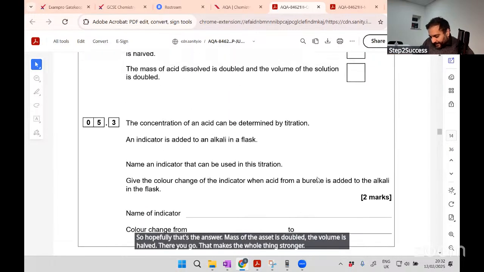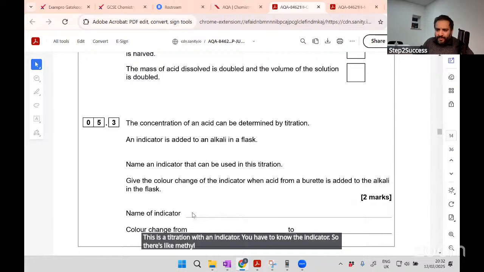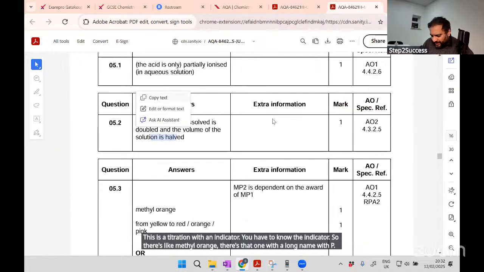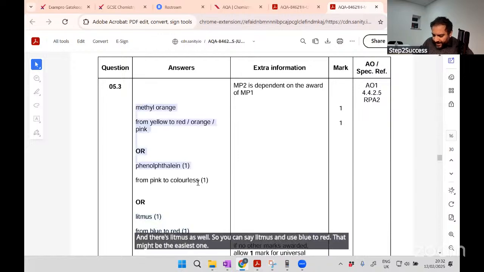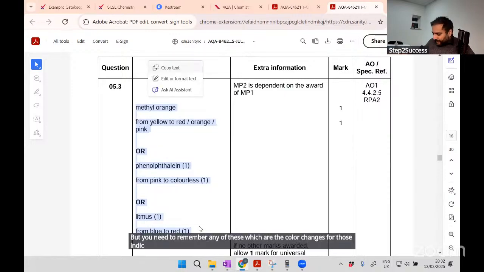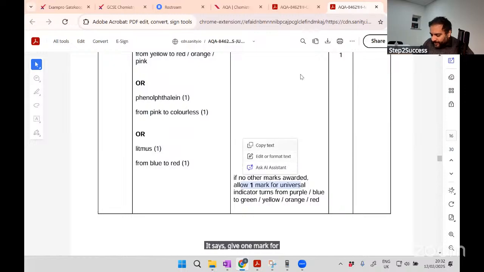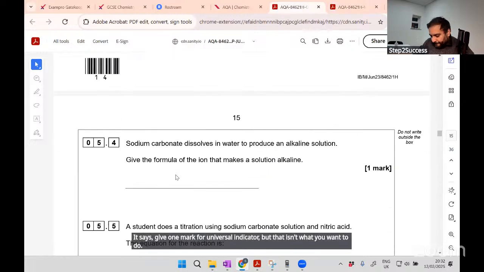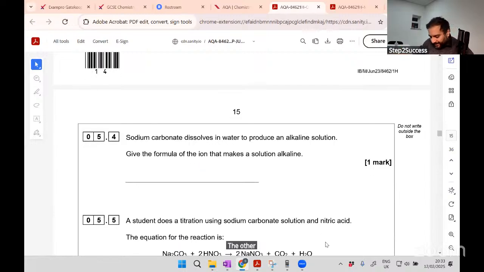This is a titration with an indicator. You have to know the indicator. So there's methyl orange, there's that one with a long name beginning with P, and there's litmus as well. You can say litmus and use blue to red. That might be the easiest one. But you need to remember the color changes for any of these indicators, not universal indicator. It says give 1 mark for universal indicator, but that isn't what you want to do. The ions that make something alkaline: acids are H plus ions, the other ones are OH minus ions.